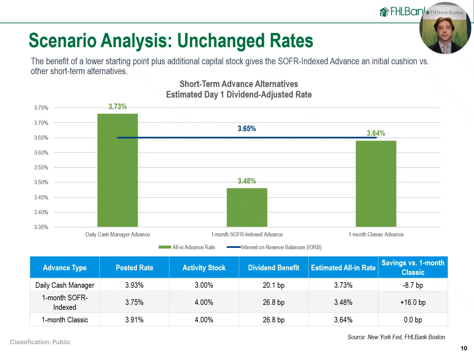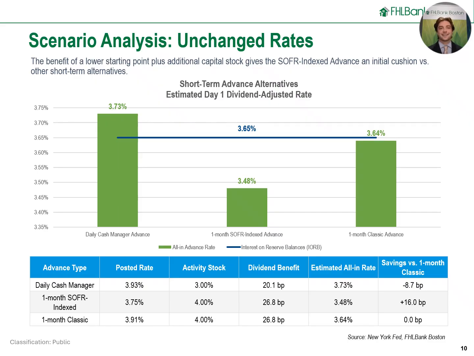DCM requires an activity stock purchase equal to 3% of the advance. Non-overnight advances require a 4% activity stock purchase. At the 6.71% dividend assumption shown here, which is the Q1 dividend from FHL Bank Boston, that is an estimated 20.1 basis point benefit for DCM and 26.8 basis points for term advances. Estimated all-in cost becomes 3.73% for DCM, 3.48% for 1 month SOFR, and 3.64% for the 1 month classic. So under static rates, SOFR retains about 16 basis points of cushion versus classic and 25 versus DCM.